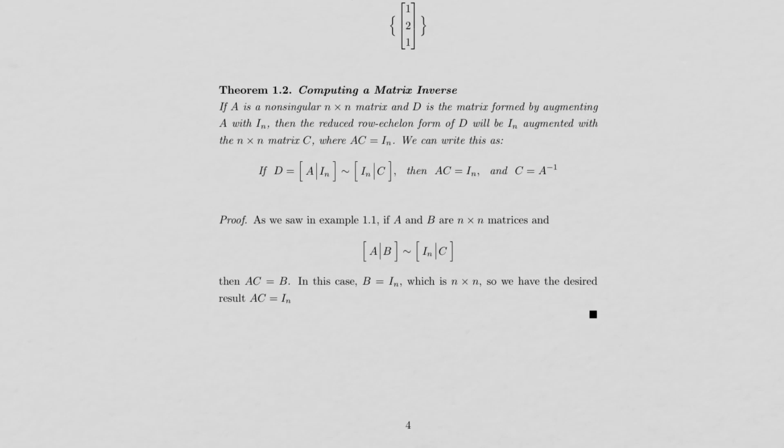We can use the result from the first example to compute the inverse of a matrix. We'll see in a little bit that non-singular and invertible are really the same thing, that a matrix is non-singular if and only if it's invertible. This theorem tells us that if I take an n by n non-singular matrix A, augment it with the n by n identity, and it row reduces to the n by n identity and C, then AC is equal to In and C is equal to A inverse.